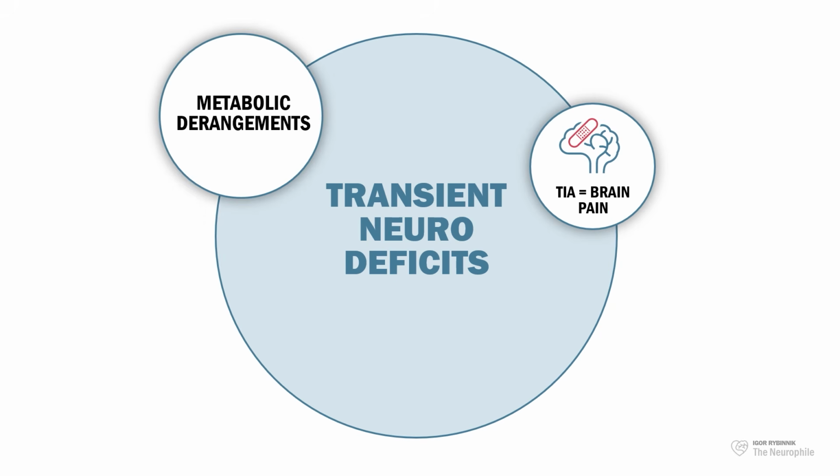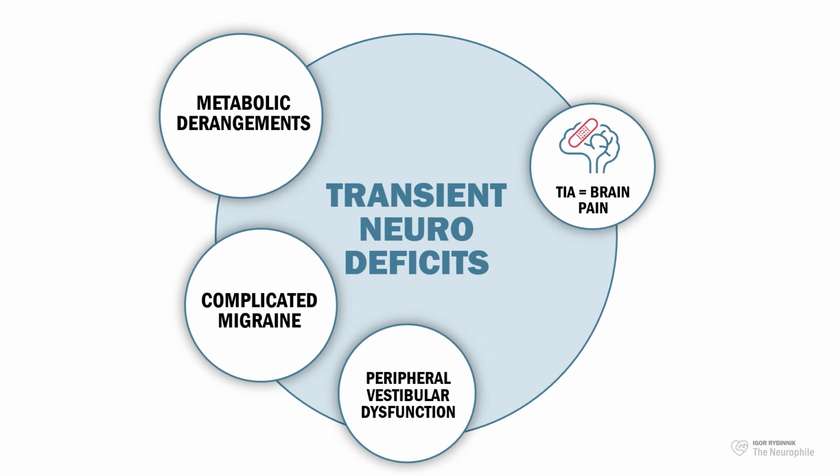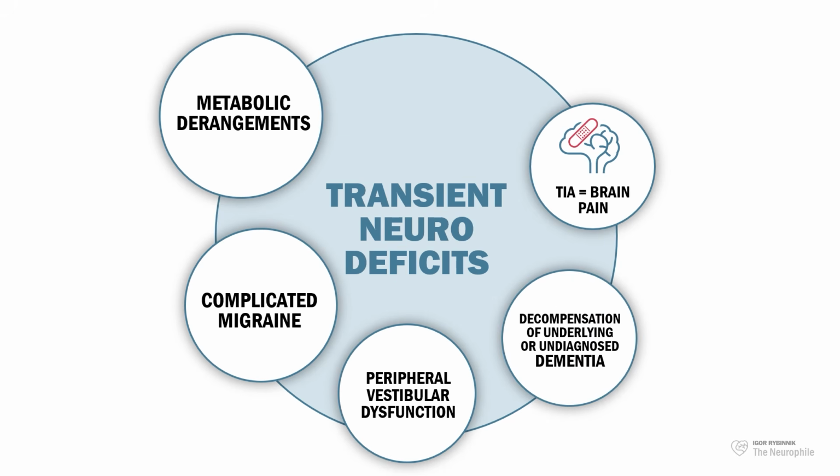Toxic metabolic derangements like hypoglycemia or drug side effects, complicated migraines, peripheral vestibular dysfunction, in the case of dizziness as the presenting symptom, seizures, and decompensation of underlying, even undiagnosed dementia are by far the more common reasons for a person to have transient neurological disability.